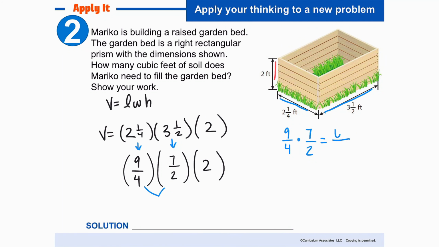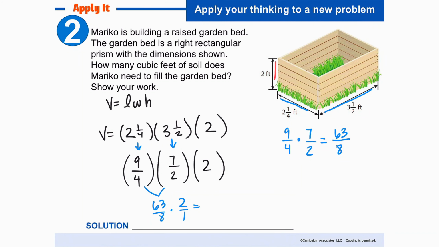7 times 9 is 63. 4 times 2 is 8. Okay, we're going to keep it improper because we're still going to multiply. We know that this is 63/8, and now we're going to multiply that times 2/1. Okay, we're just bringing down this guy right here. So we've multiplied these, and now we're just going to multiply this one.